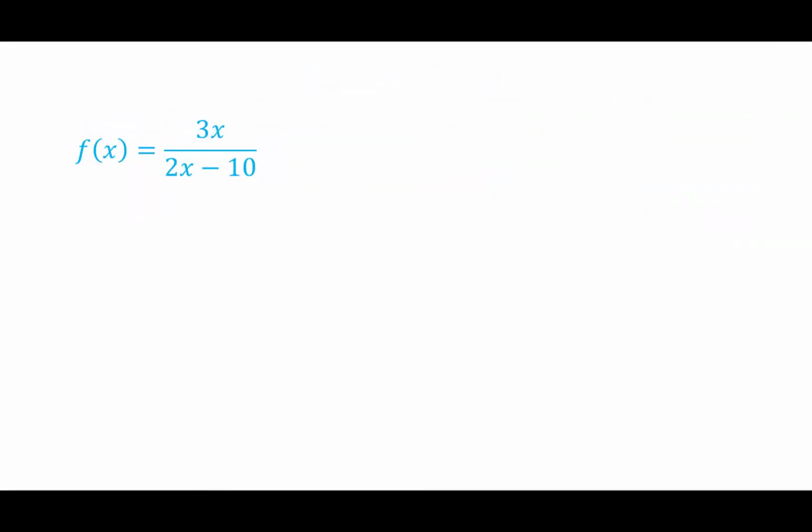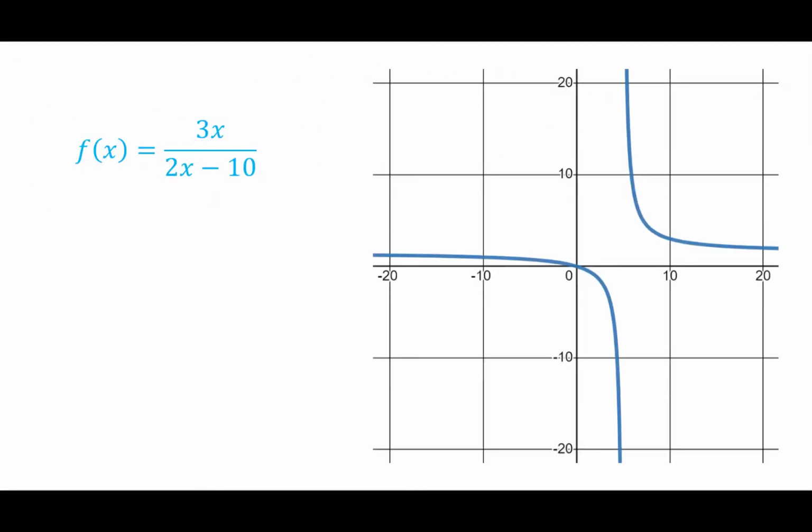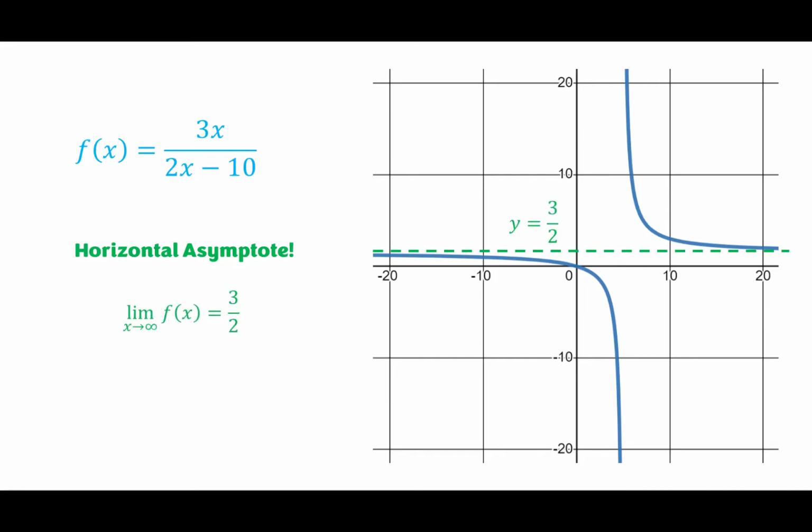So let's look at an example with this particular function. And here's its graph. And this has a horizontal asymptote. There's the dotted line showing the horizontal asymptote. And the line is y equals 3/2. And the way we can write that is the limit of f of x as x approaches infinity is equal to 3/2. And also, the limit of f of x as x approaches negative infinity is also 3/2. So if you go in either direction, if you get really big in the positive x direction or the negative x direction, then our function values approach 3/2.